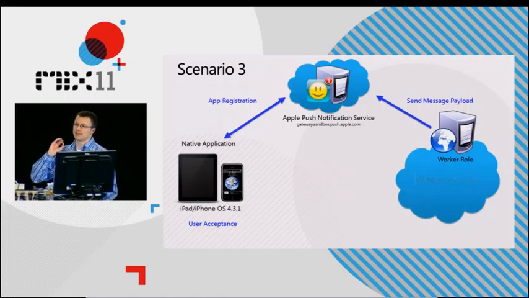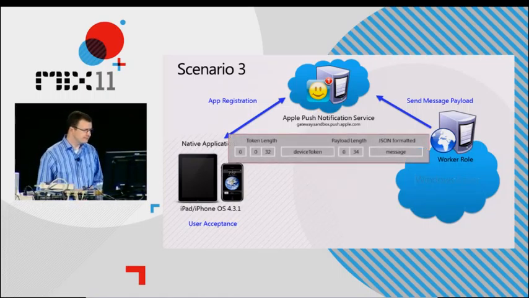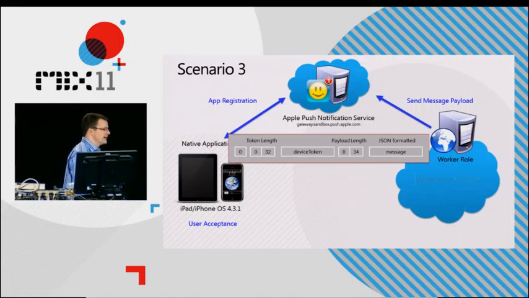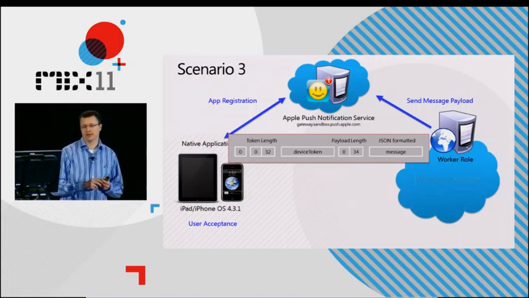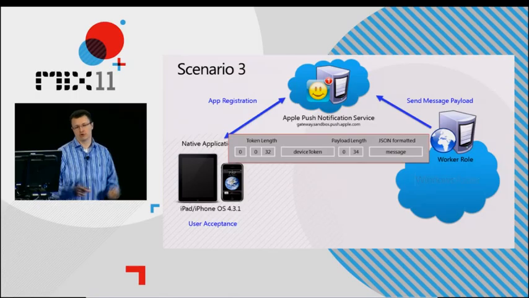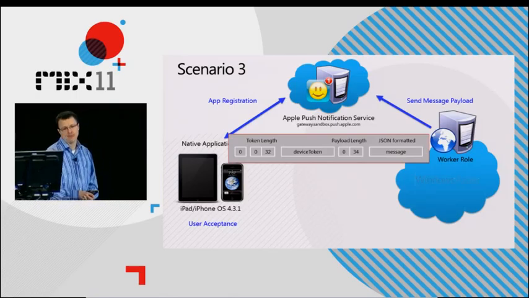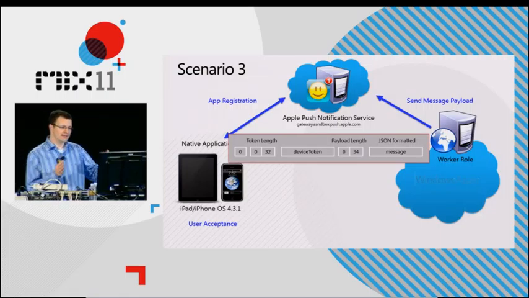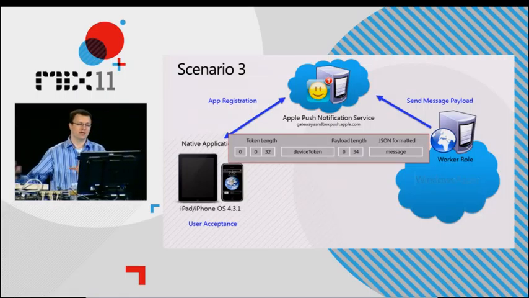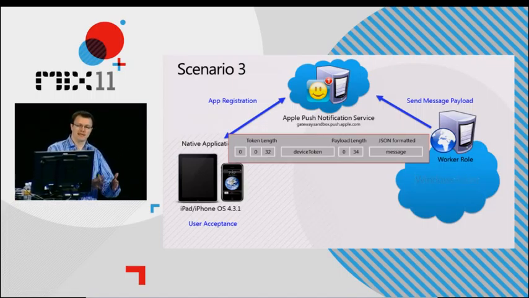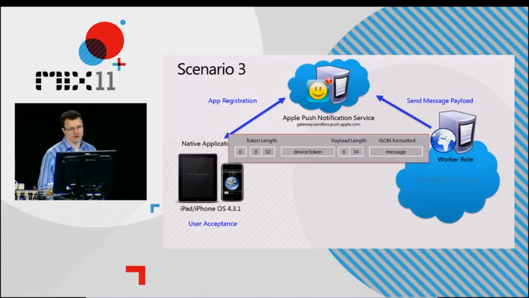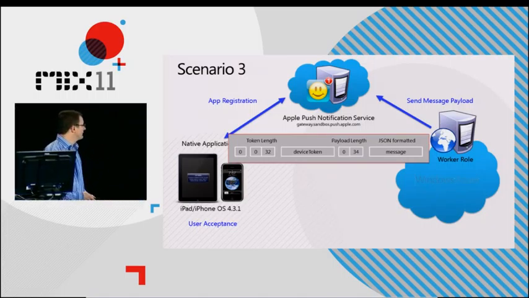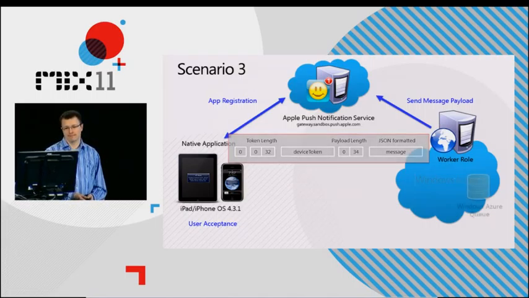The way this works is it sends the message payload. The payload looks like this. It's an open SSL socket, and we send a binary message in this particular format. There's a few bytes that indicate the command and a token length. We then send the device token, which is the unique ID for the phone. We then send the actual payload itself, which is a JSON formatted message. And if everything works okay, the device sees that message appear.